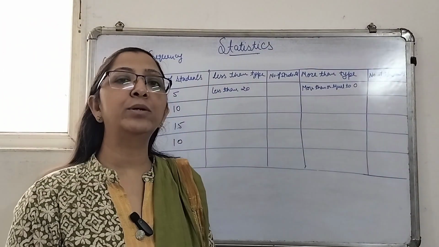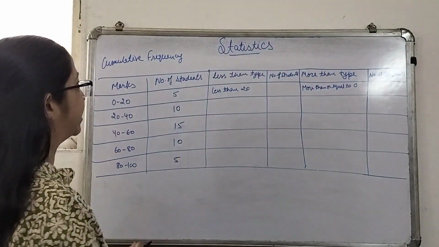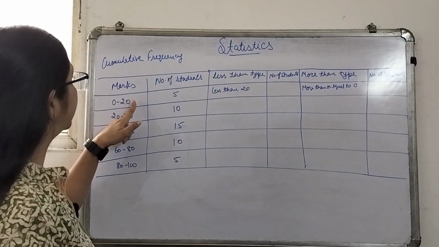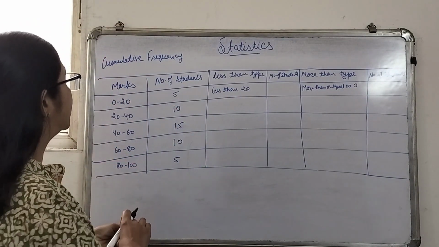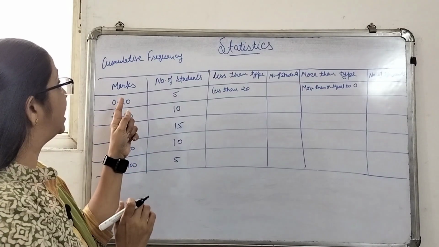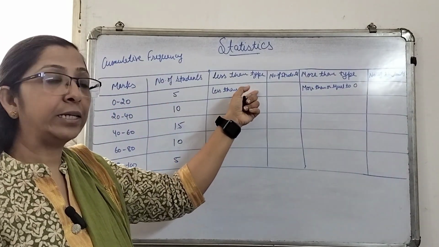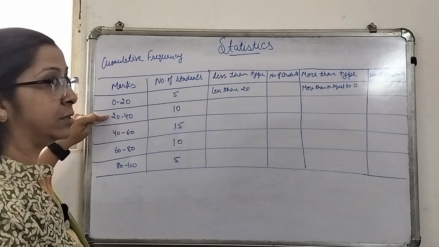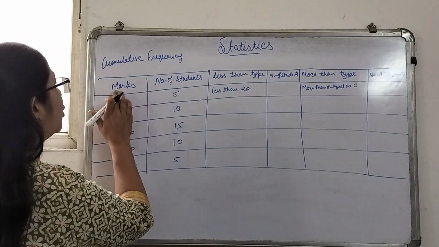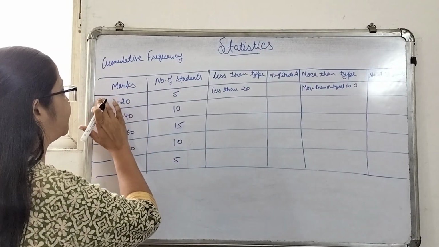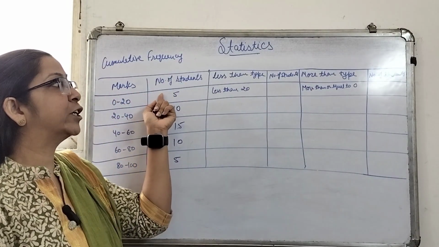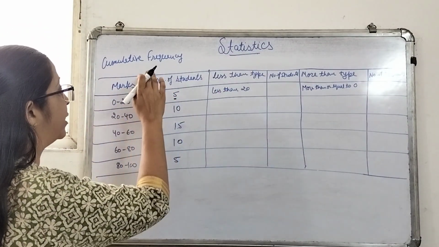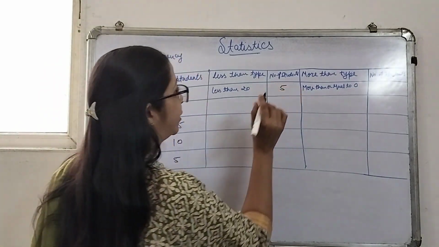Now we have to find the cumulative frequency of it. How will we find it? First of all, we are taking an example of the less than type. So less than 20, if I take the marks, how many students have secured less than 20? We won't consider 20, because the student who has secured 20 will be part of the next class interval. So less than 20 means all those students in this class interval have secured less than 20. There are 5 students who have secured less than 20. So it will be 5.